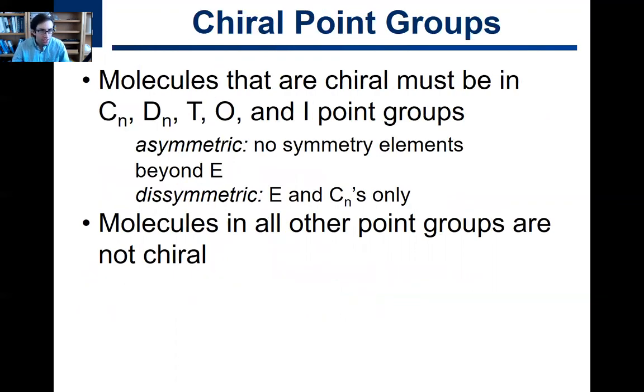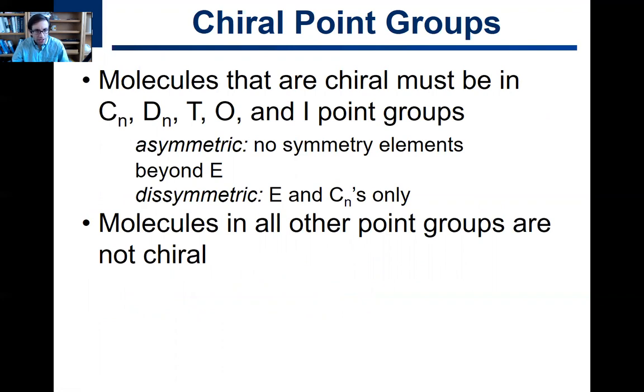So the easiest thing to do is I can just tell you which molecules in certain point groups are chiral. There's only a few: CN, DN, T, O, and I. And so all of those point groups will be chiral.